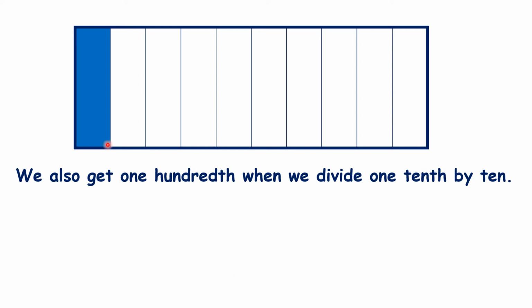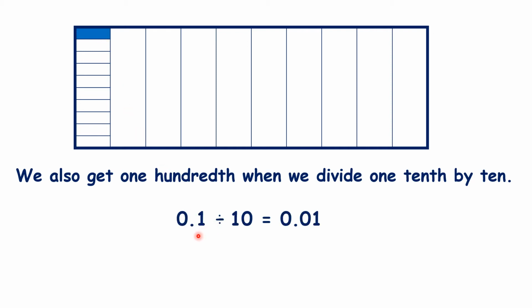But we also get 1/100th when we divide 1/10 by 10. So here we have 1/10 of a rectangle. If we divide that tenth into 10 pieces and keep only one of the pieces, we have something which is the same as 1/100th. So here, to record what we have done, we started with 1/10, which is 0.1. We divided it by 10, divided it into 10 pieces, and that gave us 1/100th, which is 0.01.